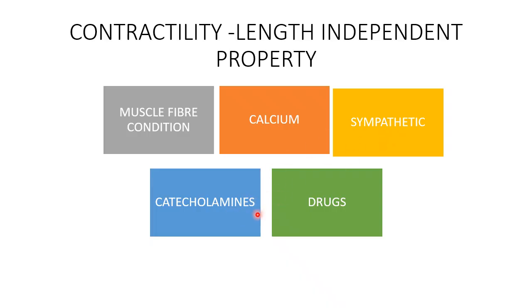Then the catecholamines, so both are linked. There is a release of catecholamines, noradrenaline and adrenaline, that increases the contraction. Then drugs. The drugs which increase the contraction are called inotropic drugs.